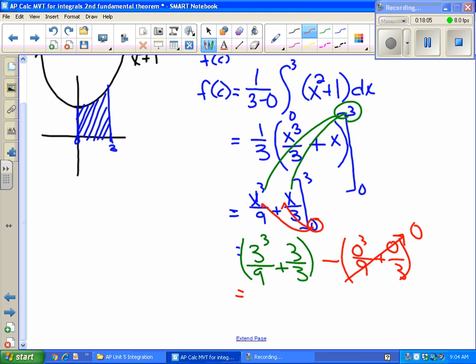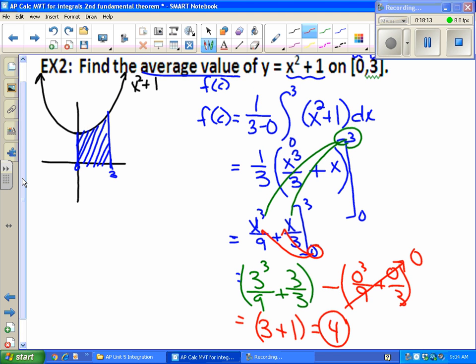So what do I end up with? 27 over 9, which is 3 plus 1. And the answer must equal what? 4. How high does this predict that I need to go so I can draw the average? I need to go to a height of 4. So that's only 1. And of course, this is not to scale, but I need to go to a height of 4, which probably would, this is nowhere near scale.